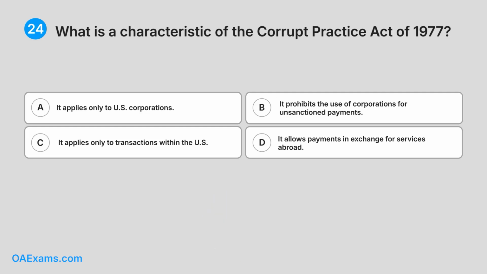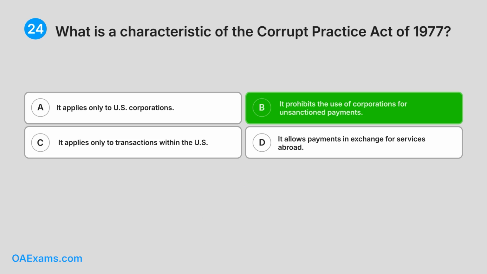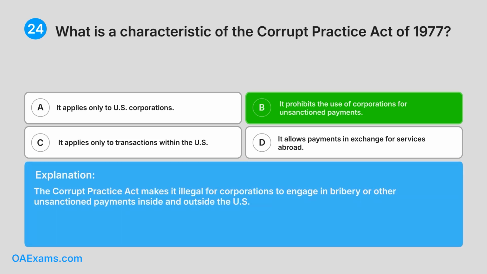Correct answer. B. It prohibits the use of corporations for unsanctioned payments. Explanation. The Corrupt Practices Act makes it illegal for corporations to engage in bribery or other unsanctioned payments inside and outside the U.S.